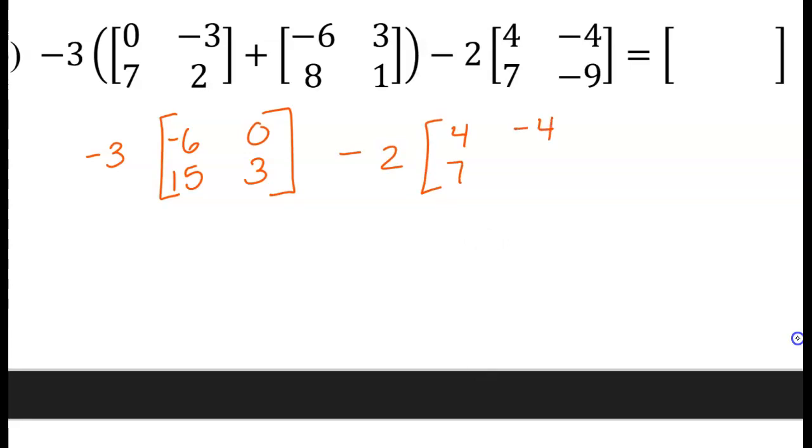Just bringing this down now to make it look nice.